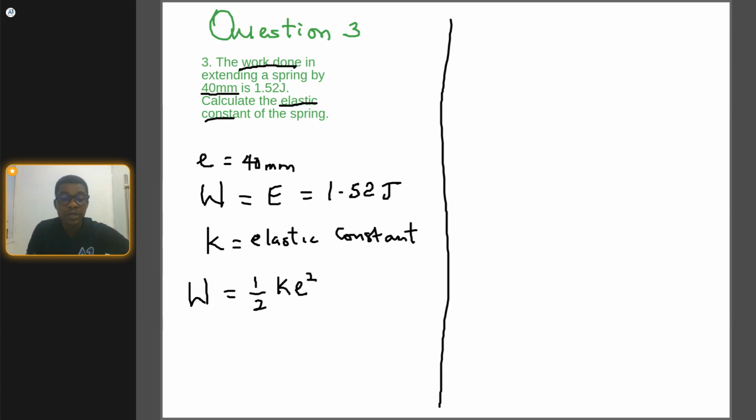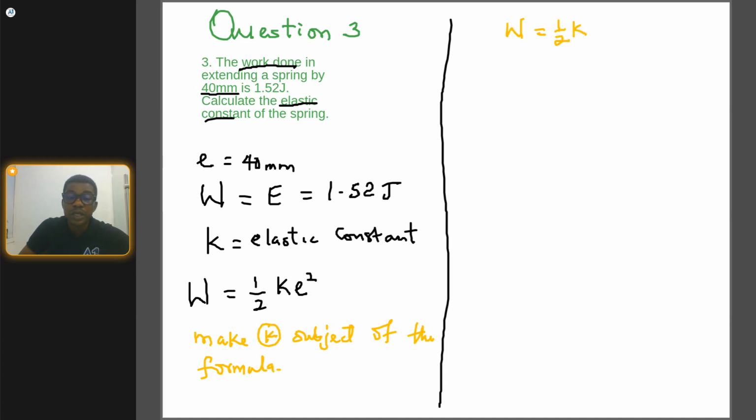Now, what is our concern? Our concern is to get the value of K. So to do that easily, I would suggest that we make K the subject of the formula. The formula is given as W equals 1 over 2 K E squared. So we have to express K as the subject of the formula. How do we do that?